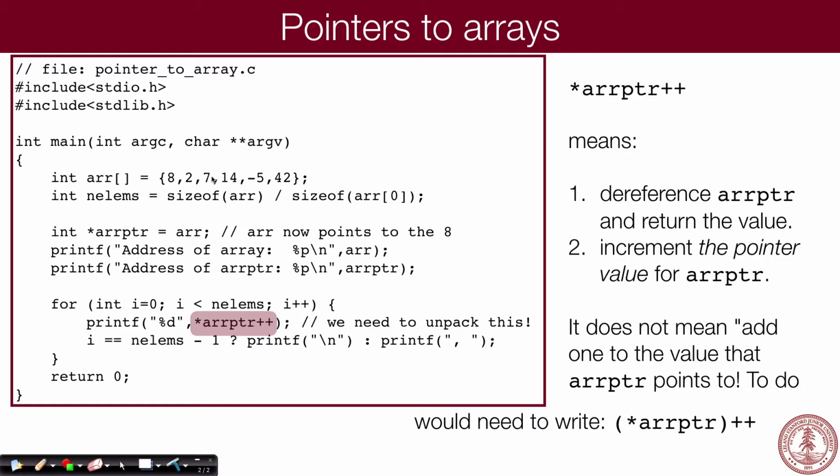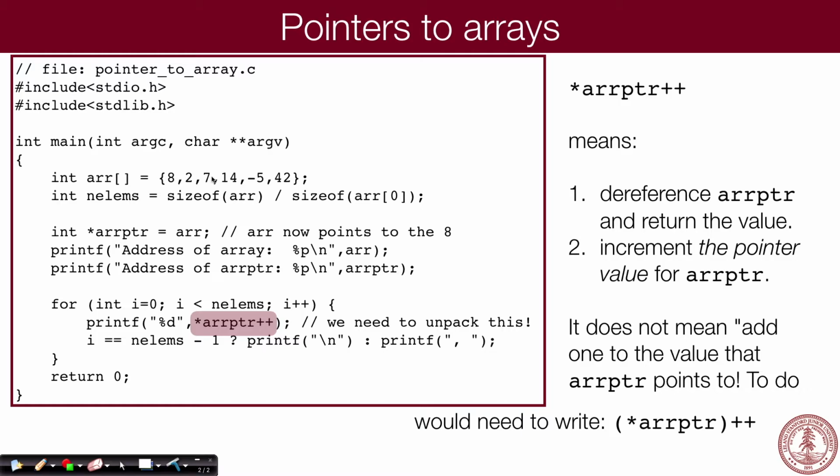So why does it dereference it, but then go back to ARR PTR? The dereference happens first. In other words, it says, hey, give me the value for ARR PTR, the value that it's pointing to. Okay, it's the 8 in the first case. And then it says, oh, what else are you doing? Oh, I'm also updating the pointer to the next one with the plus plus there.